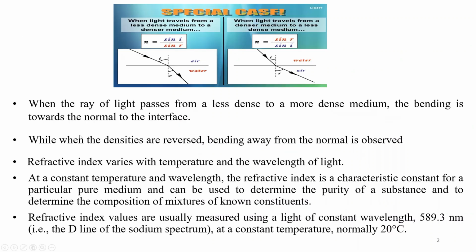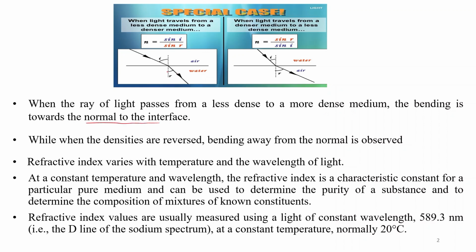Now, we also know that if light travels from a less dense medium to a denser medium, then the refracted light will be near to the normal. Now, when light travels from a denser medium to a less dense medium, here we can see that the refracted light will be away from the normal. That is to say, when a ray of light passes from a less dense to a more dense medium, the bending is towards the normal to the interface.